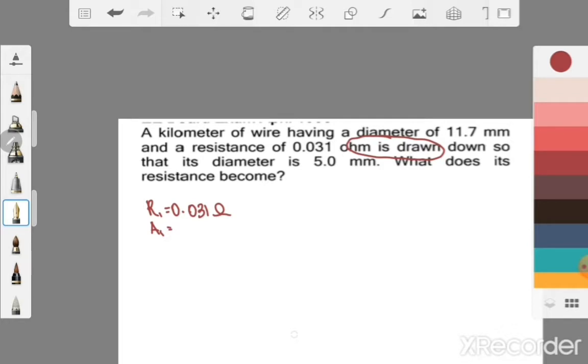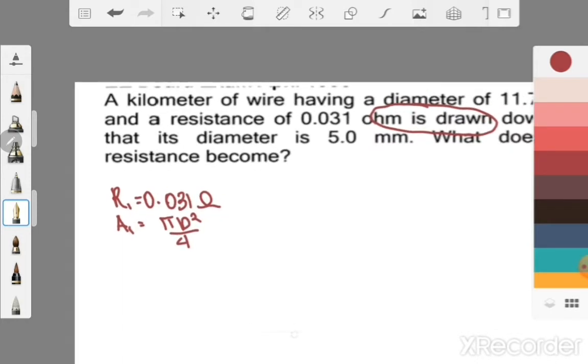Okay, that is our diameter. So we have area is equal to pi d squared all over 4, right? That is an area of a circle, or you may say that is equal to pi r squared, right? But take note that your d is equal to 2r, tama?